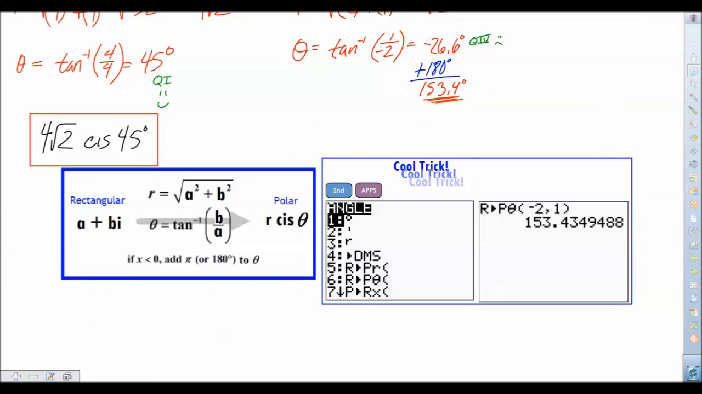Cool tricks! All right, now take a look at this here. Don't forget that you could use a calculator to get this 153.4 degrees. First thing you need to do is hit the second button, then hit your purple apps key. You'll get to this angle menu.